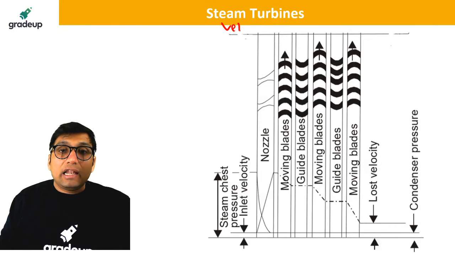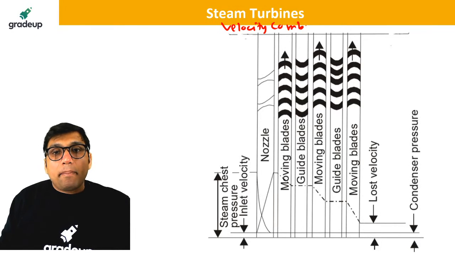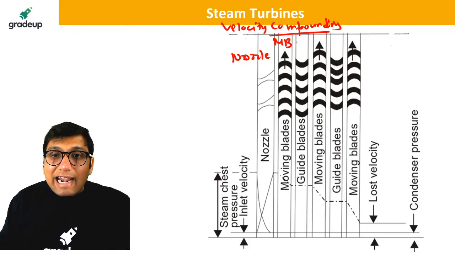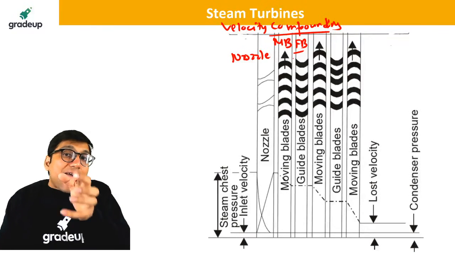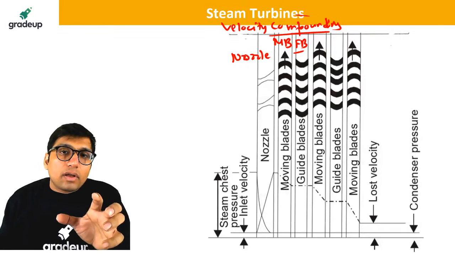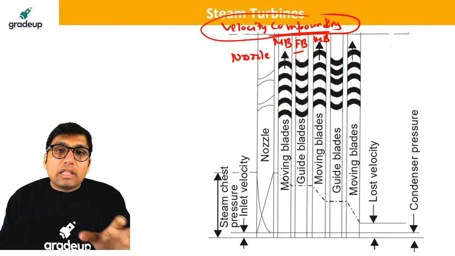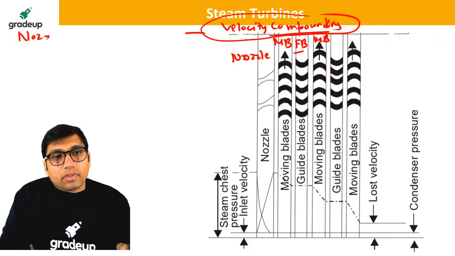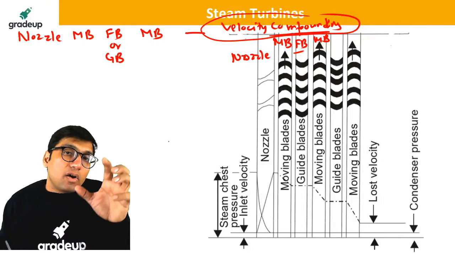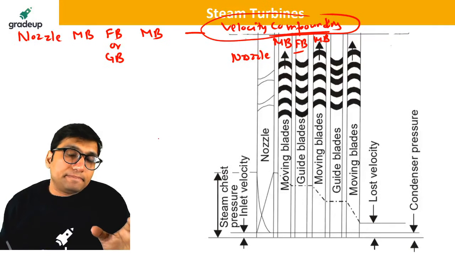Next is the velocity compounding. In the velocity compounding, we'll be using a combination of nozzle, then moving blade, then the guide blade or fixed blade. Here the fixed blade acts as a guide blade. They will not be causing any decrease of pressure. So in the velocity compounding, we'll be using a combination of nozzle, then moving blade, then fixed blade or guide blade, again a moving blade. This combination will be used in the velocity compounding turbine, simple impulse turbine.